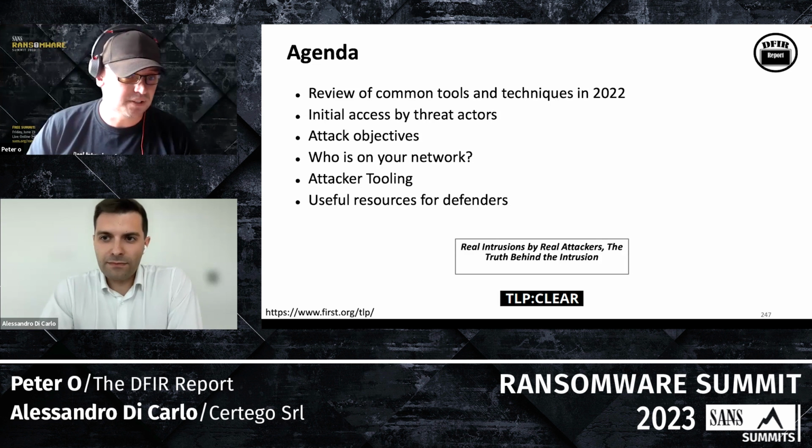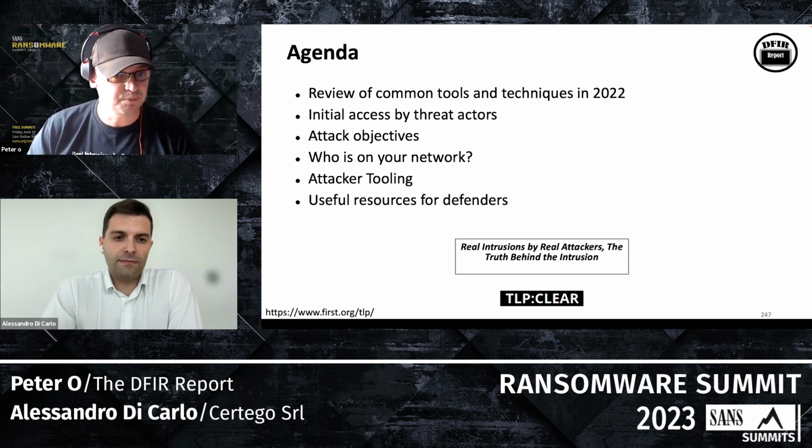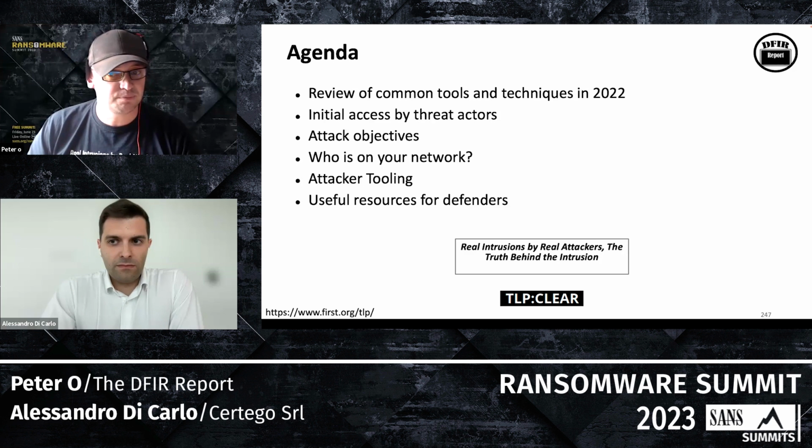By the way, we've got an article, a retrospective year in review, so we'll pull out the highlights from that. But we're going to be focusing on initial access brokers that often lead to a ransomware attack, and then a breakdown of the attack objectives from an attacker point of view, and then a little bit of DFIR to understand who's on your network and how we can track those.